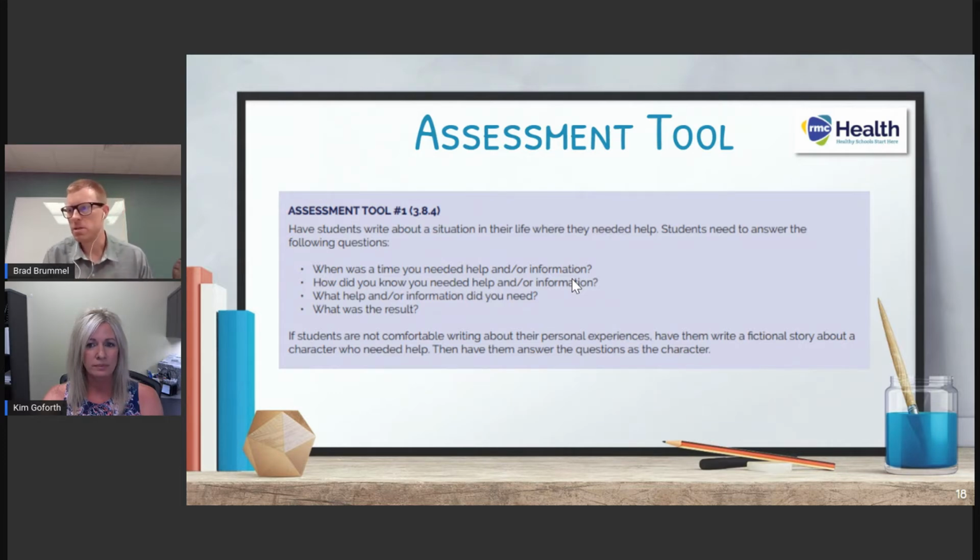This is pulled from the RMC Health Skill Guide, but have our students write about a situation in their life where they needed help. Students need to answer the following questions, and we got a list of questions here that students could answer. And then when you as a teacher are reviewing these answers, you will be able to find out if my students have mastered indicator 3.8.4. And so this is just one example of what mastery could look like. It doesn't have to be an end of unit quiz. We should be measuring if our students are progressing and mastering these skills as our learning is happening, not after the learning.